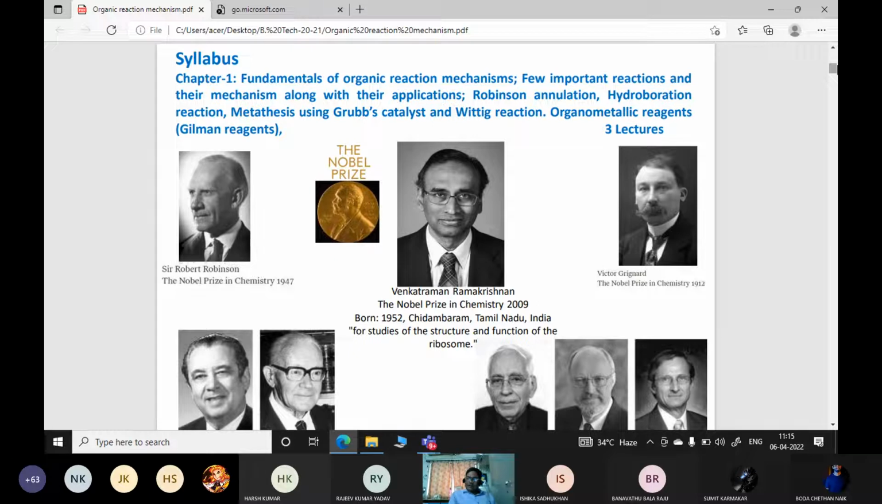And if you read any book, particularly for this chapter, I will ask you to follow Graham Solomon's Organic Chemistry, and also I.L. Finar. But you will not get all the material from a single book, so you have to read several books. They might not be available at home, but when you come to our campus, all the books are available in our library. You can issue them from there.